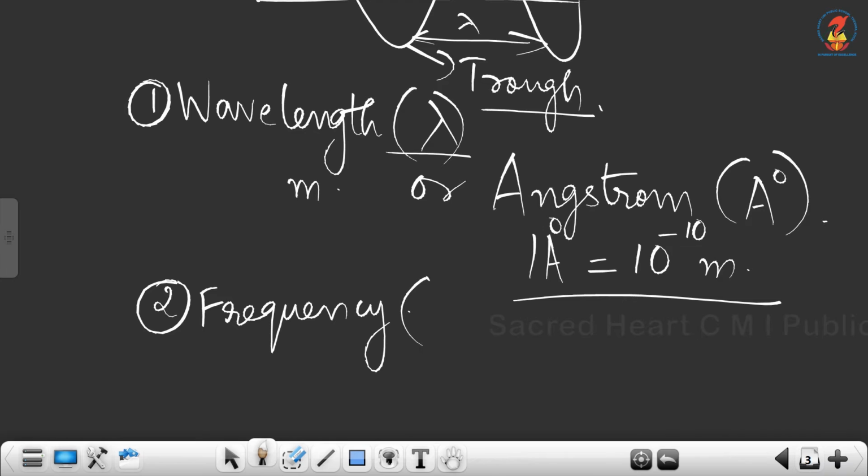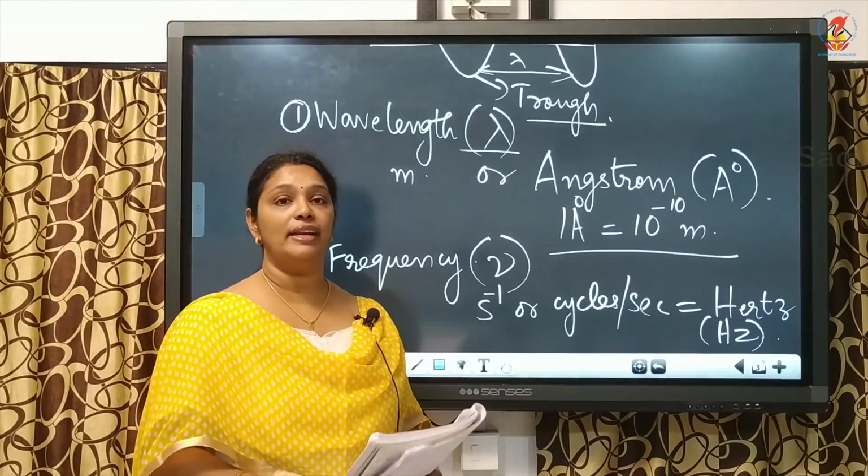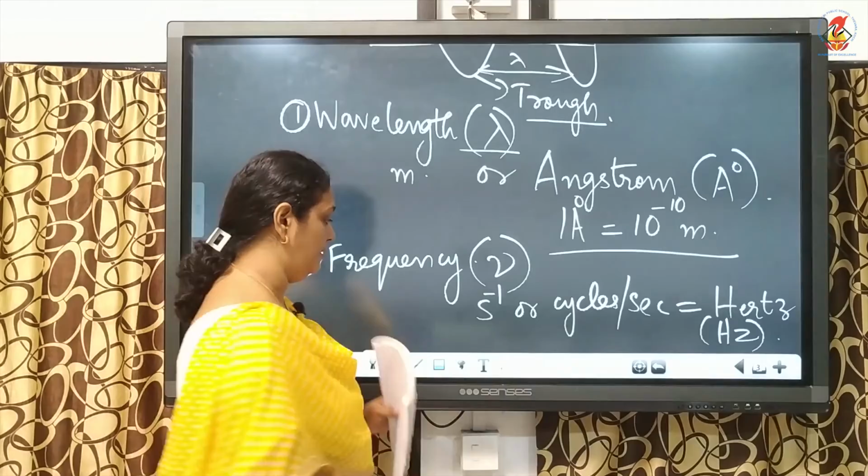Now frequency is denoted by nu. It is the number of waves that pass through a given point in 1 second, and its unit is second inverse or cycles per second, or it is also equal to hertz, and the symbol of hertz is Hz. This is frequency.